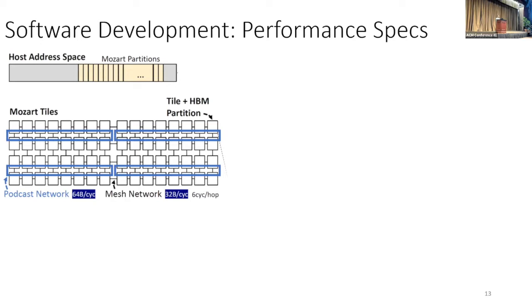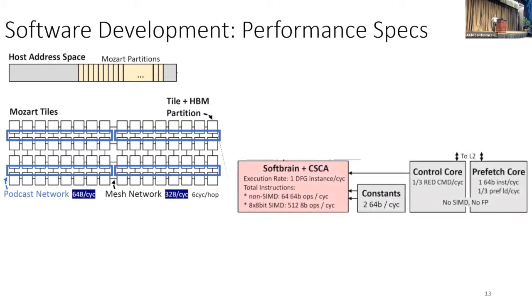So at a high level, the programmer knows I have 64 tiles. I have 64 bytes per cycle in terms of this podcast ring that allows values to flow between tiles. A layer below, within the soft brain, we expose that you can do one DFG instance every cycle. You can feed constants at a certain rate. And then the commands, the red commands themselves take 3 cycles to execute since they have just specialized RISC-V instructions. So that's a simple piece.